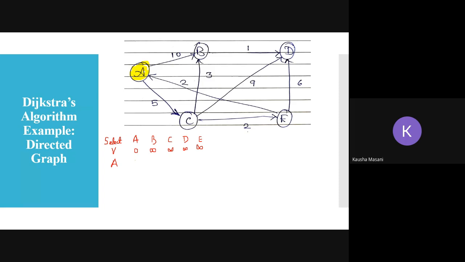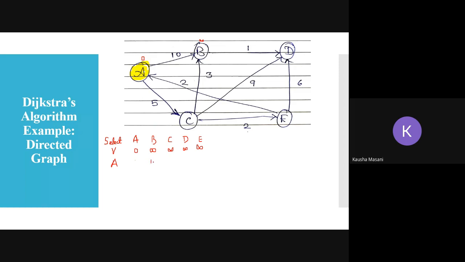So first selection obviously will be my source vertex, because I am finding the distance from my source. So have a look at the arrows. From A, which vertices can I go? B and C, right? So I am going to calculate the distances for B and C. So for B, this is right now 0, and this is right now infinity. So 0 plus 10, that is 10. 10 less than infinity, yes.